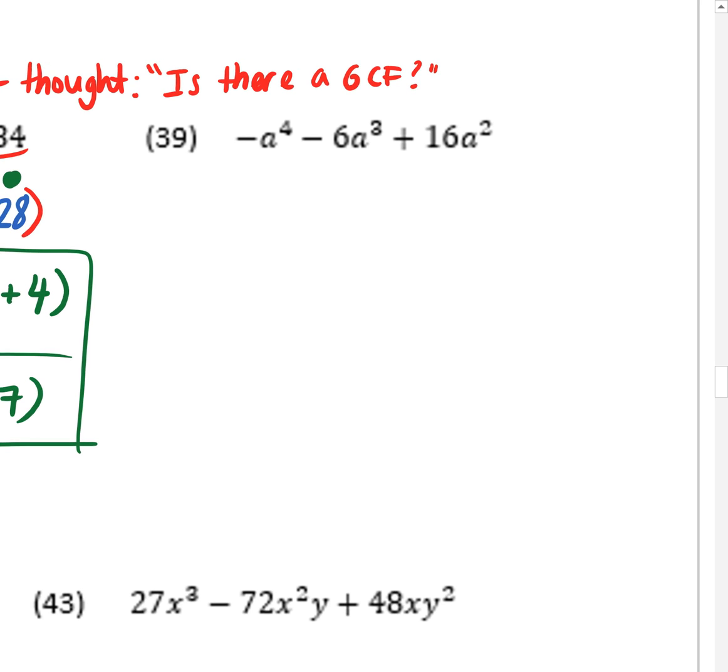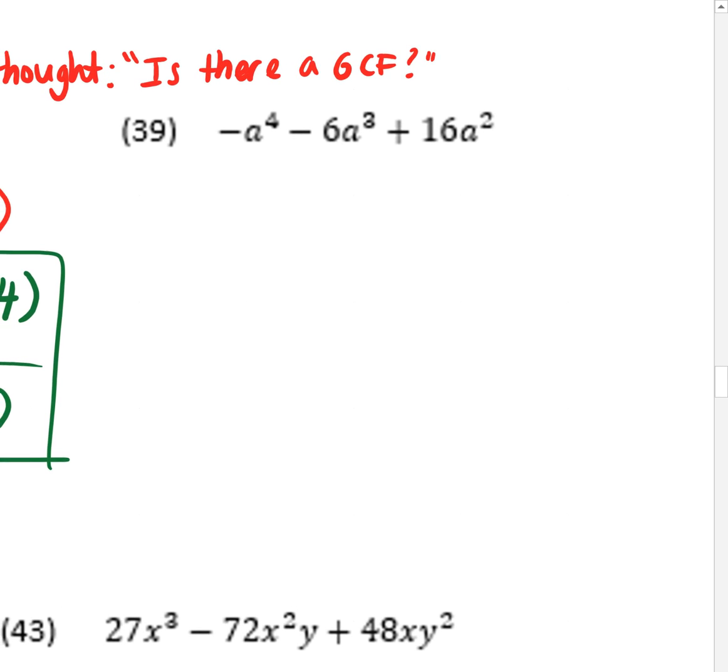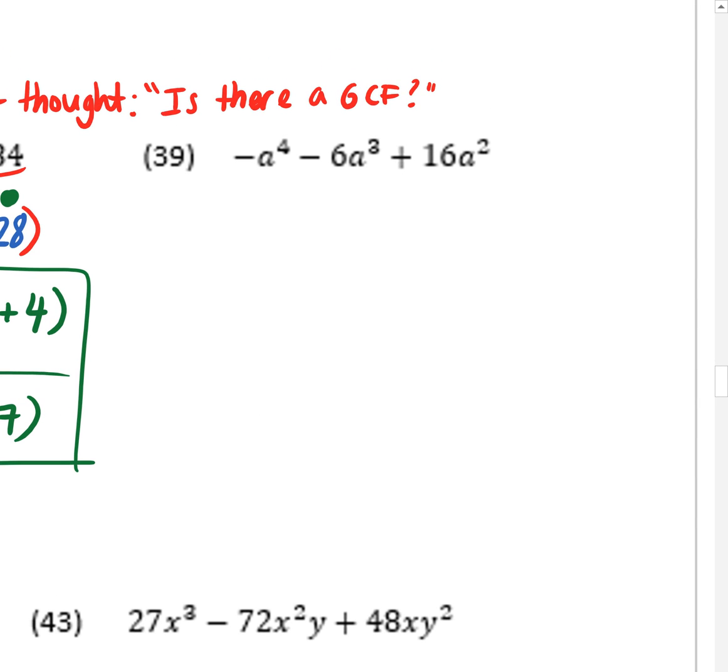Alright, good stuff. And the next one, is there a greatest common factor between these 3 terms? Yes. They all have an a in common. I can take out the smallest number of a's I see. The smallest number is 2. But remember what we said about if the very first term is negative, you want to also take a negative out. So don't forget that.